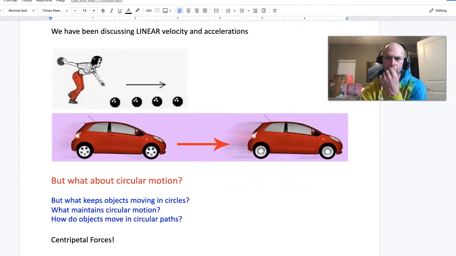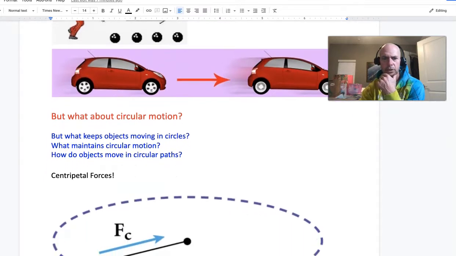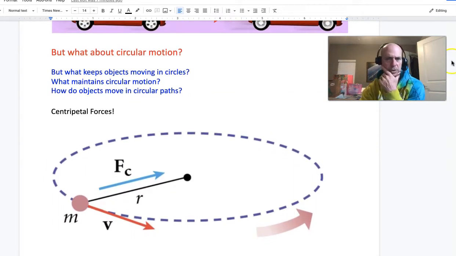So we'd like to maybe through this unit ask and answer the following questions. What keeps objects moving in circles? What maintains circular motion, and how do objects even maybe start moving in circular paths? And again, we're saying that we have these kind of special forces that constrain objects to move in a circle. We call these forces centripetal forces. Centripetal is just kind of a fancy word that means towards the center.